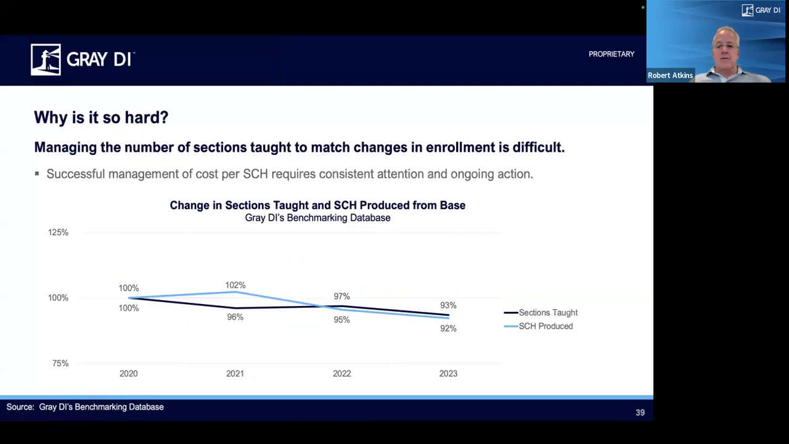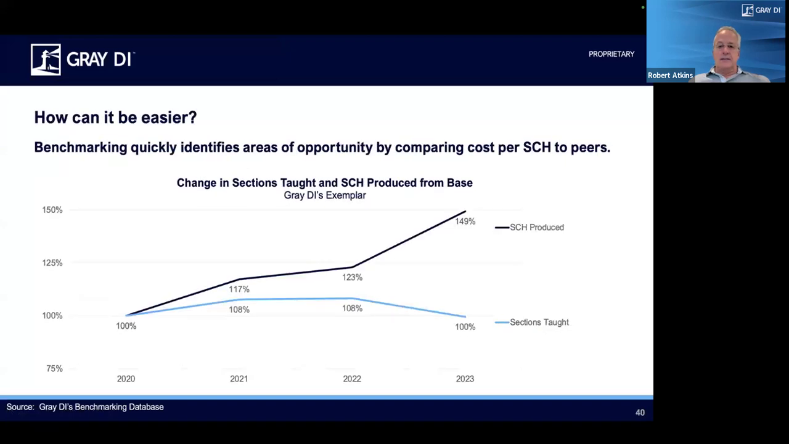And as we look at this overall for our database, what we see is that it's very difficult to keep the decline in student credit hours produced ahead of the number of sections taught. And if you don't, then you get fewer students per section. And in our exemplar, you can see they really widened that gap out. They decreased the number of sections taught, and they significantly increased the number of credit hours produced per section, 149%. So very big progress in reducing their cost per student credit hour.